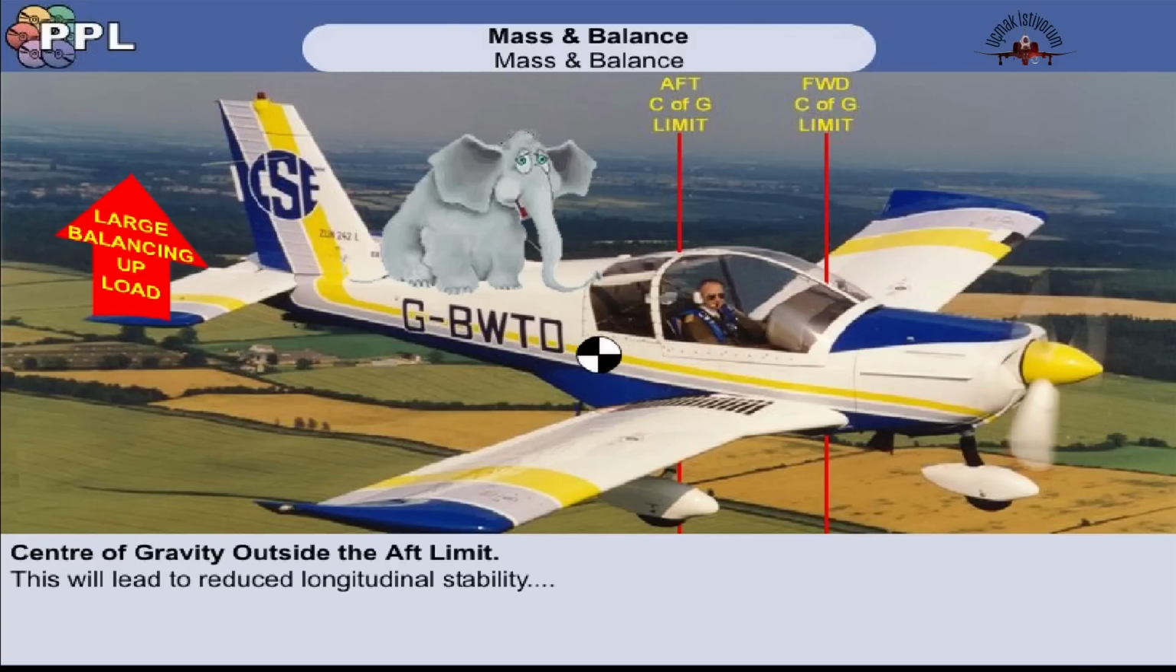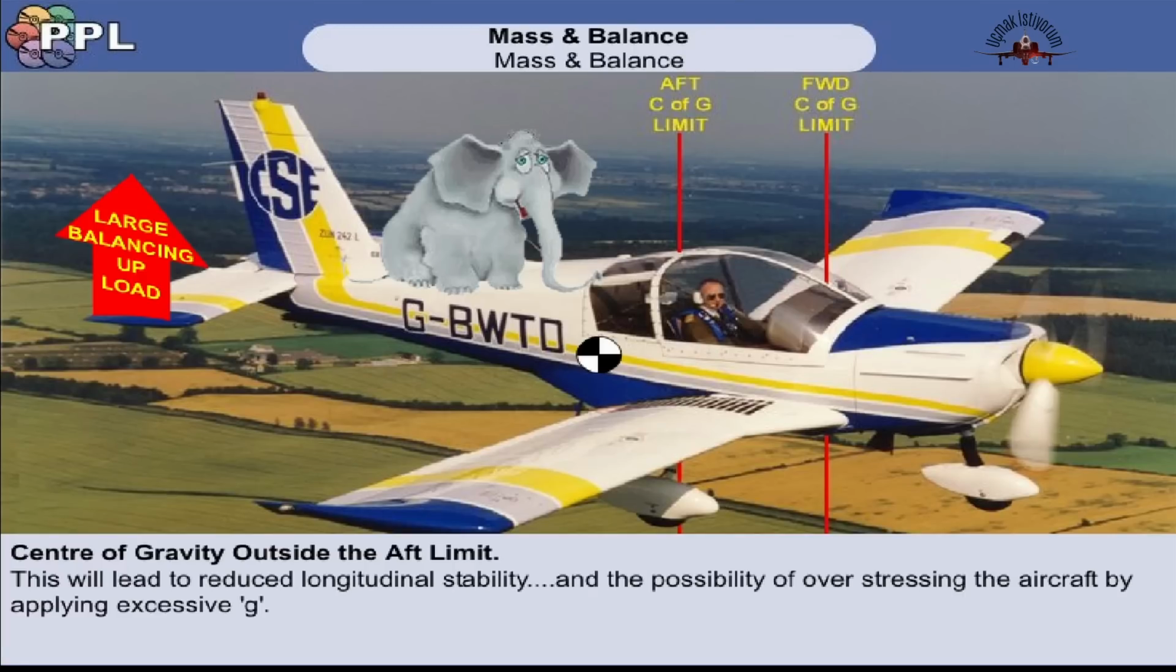Longitudinal stability is reduced. In other words, the aircraft becomes very sensitive to pitch control. If the center of gravity is too far aft, the aircraft will become unstable. Stick forces in pitch will be light, leading to the possibility of overstressing the aircraft by applying excessive G.